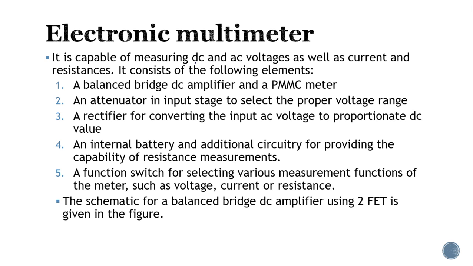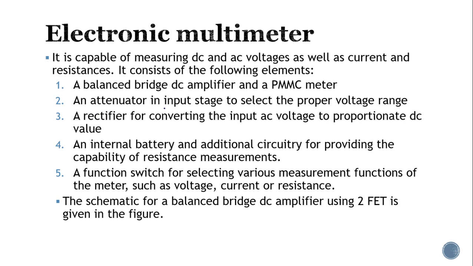Now the electronic multimeter is used to measure DC as well as AC voltages. You can measure current and you can also measure resistances. Your electronic multimeter consists of the following elements. The main component is a balanced bridge DC amplifier and a PMMC meter. So this is the main component present in your electronic multimeter.